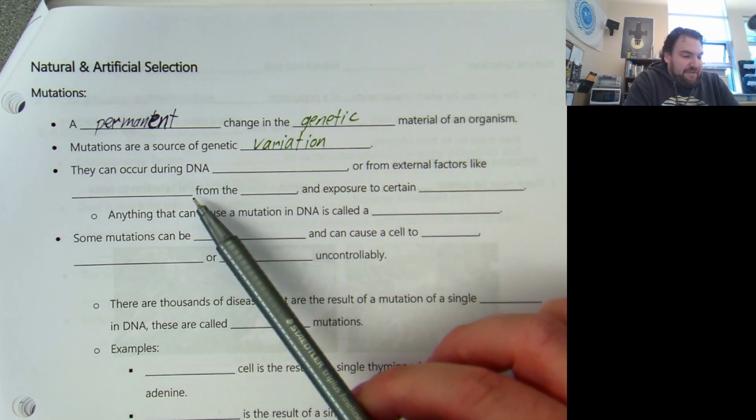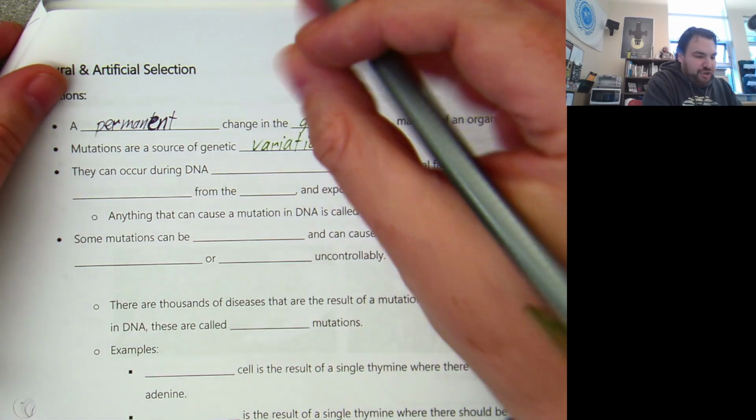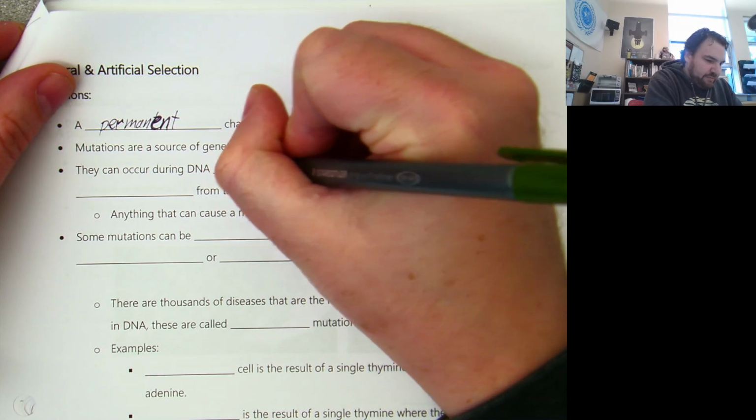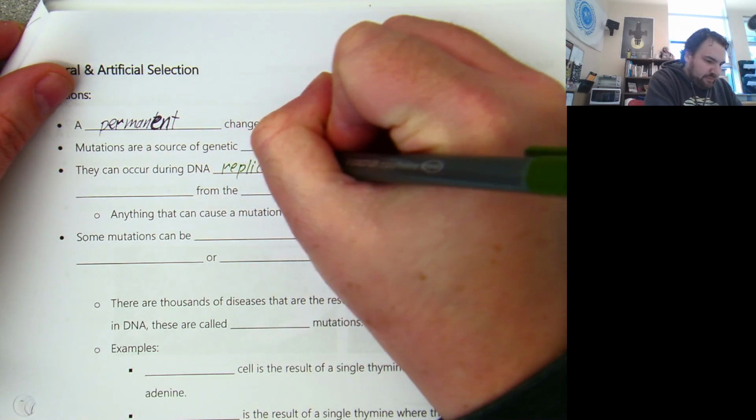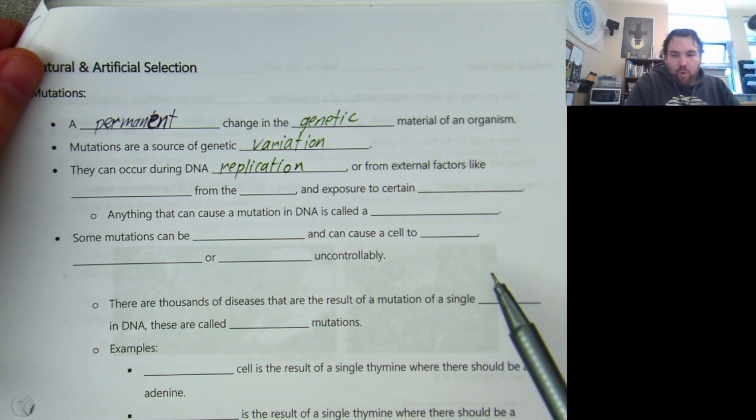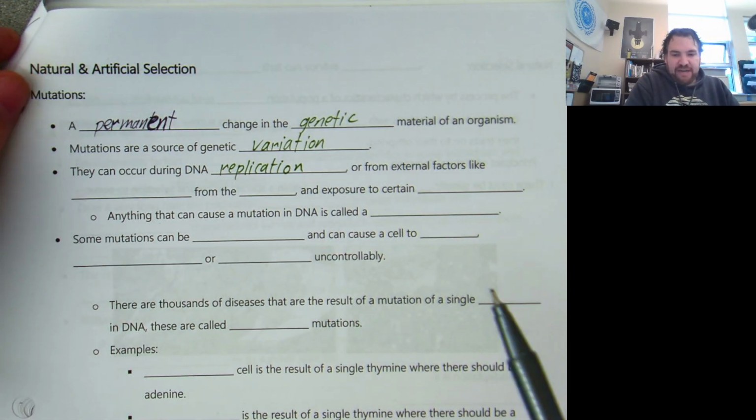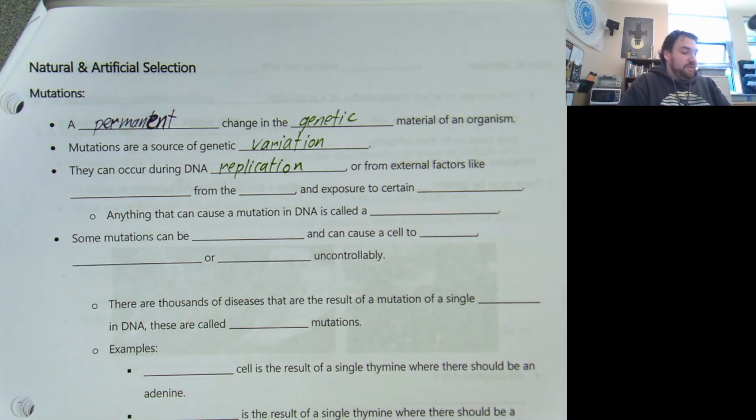Some are positive, some are negative. They can occur during DNA replication or from external factors. It can just be a mistake in DNA replication, or you can increase the chance of a mutation occurring. What kinds of external factors do you already know of that can cause these mutations to happen?